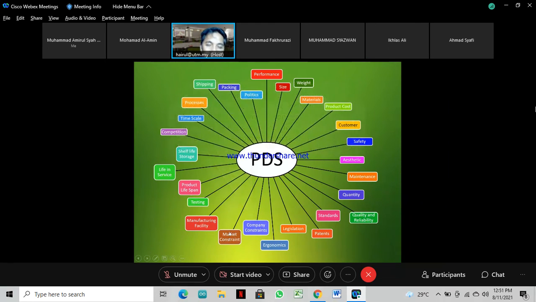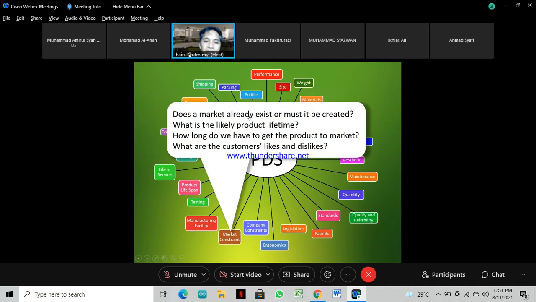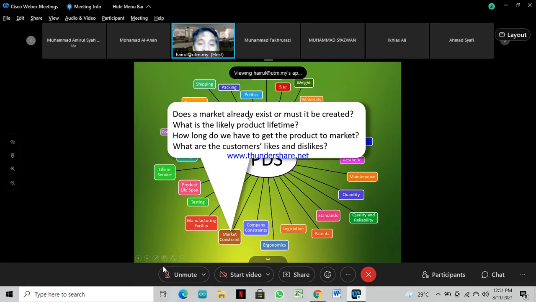Okay, market constraint is about the market. You have to look at the product. Is your product already there in the market? Is your product for cow feeding and cow grazing already available? Is it there in the market? Trust, it's already there. This thing is already there. Did you do research?